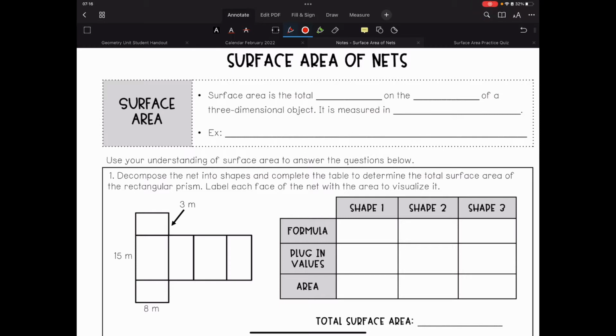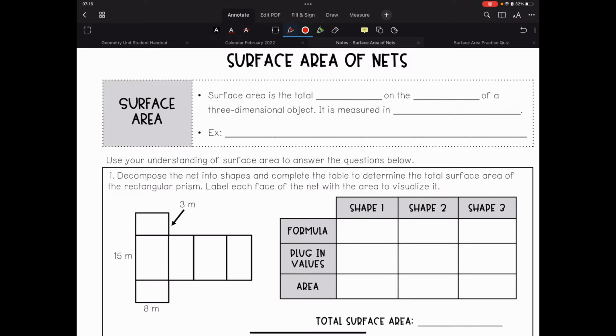But essentially, a net is just a two-dimensional shape, composite shape, that when you fold it up, it will create a three-dimensional object. So imagine you have a box in front of you. It's a three-dimensional shape, and you were to unfold it so all of the faces of the box were laid flat on the desk in front of you. That would be a net.